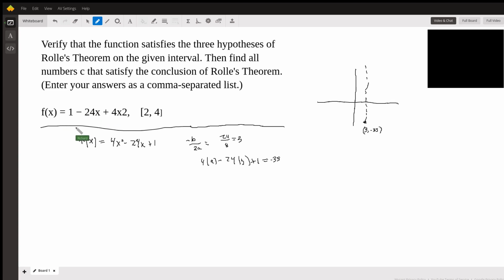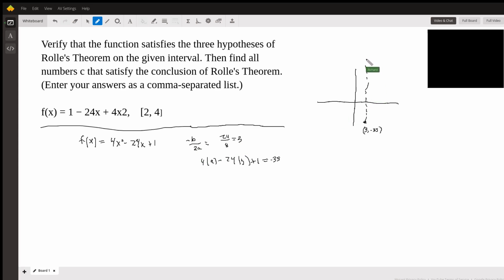The first thing to do, I think, is to rewrite the function so it's more recognizable. This is clearly a parabola opening up. We know it opens up because the leading coefficient is positive. We can find the vertex of the parabola by using this formula, negative b over 2a. We find the x-coordinate of the vertex is at 3.